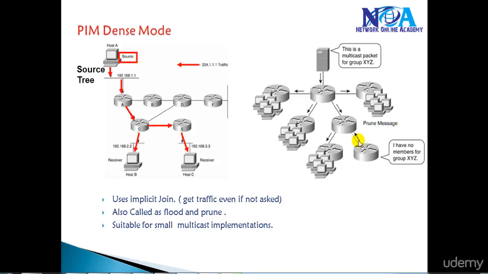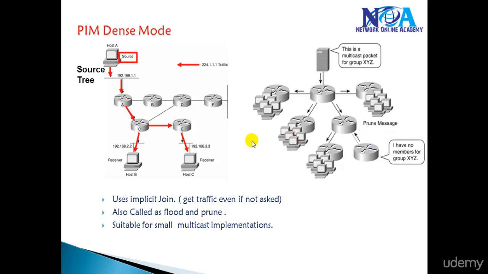Now PIM dense mode is going to work fine in small networks if you have very few users, but it has some scalability issues. Every pruned interface is going to expire every 3 minutes. Generally, when it sends a prune message, it expires after 3 minutes by default, and the flooding on this interface will resume again. If you want to stop it again, it has to send the prune message again and again. This periodic flooding and pruning behavior makes dense mode not really scalable.